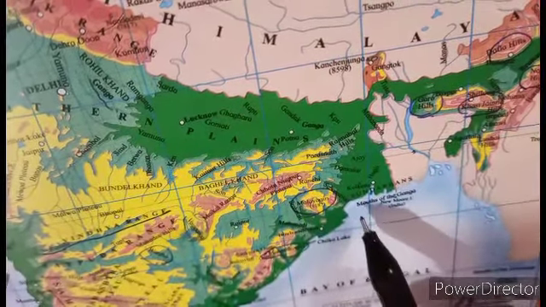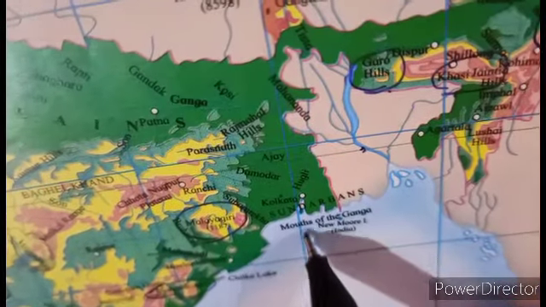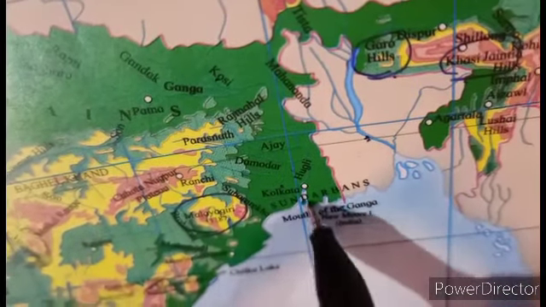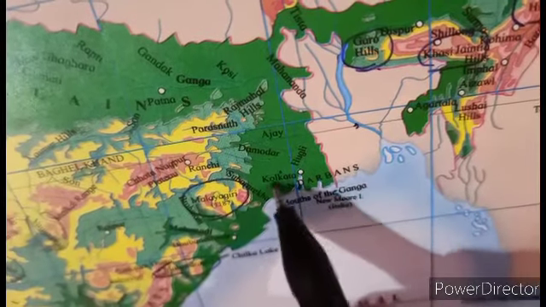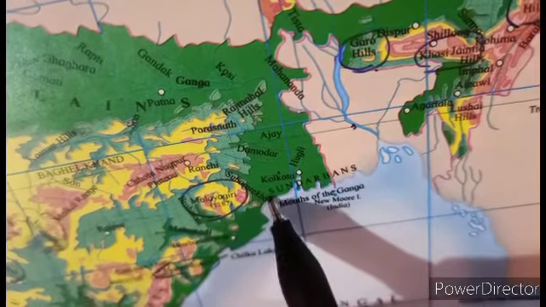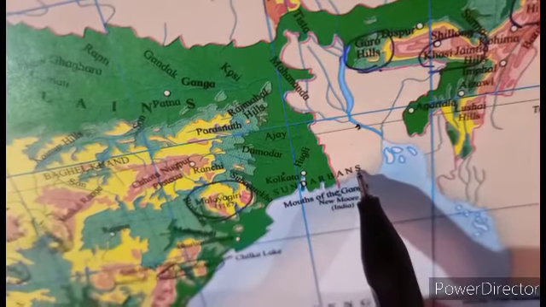The Ganga river delta, where it joins the Bay of Bengal, is known as Sundarban. This Sundarban area you can see here, that is a world famous delta of Ganga which is called Sundarban, which is lying in West Bengal as well as in Bangladesh.